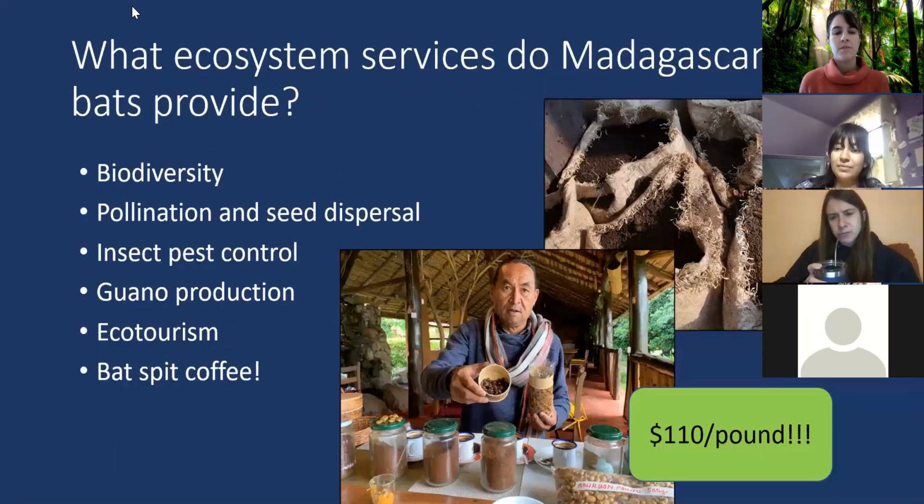So what ecosystem services do bats provide? Biodiversity, we know that's an ecosystem service, right? Pollination and seed dispersal. Not as much for cash crops, but for native plants. So they're important. That's a way that they maintain biodiversity.